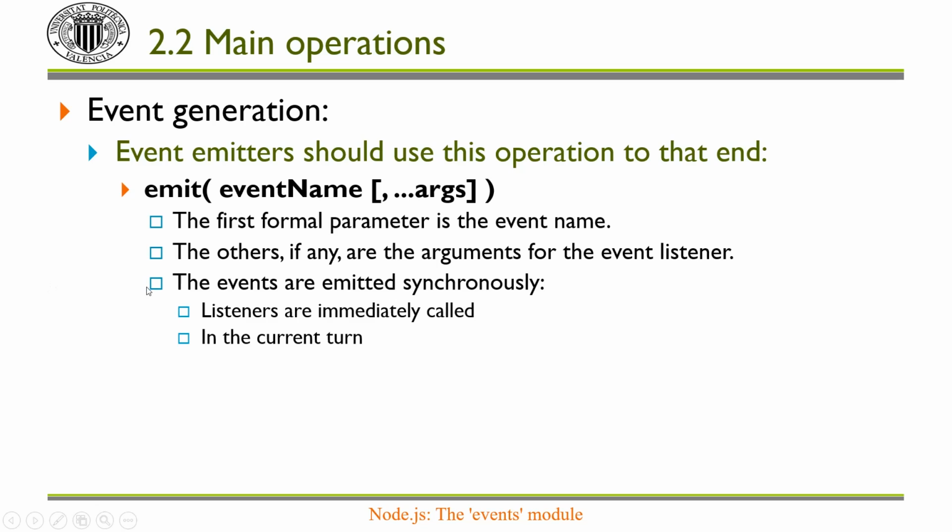Those events are emitted in a synchronous way. This means that when we call emit, all those registered listeners will be also called. And emit only returns control when all those associated listeners have been executed and their execution has been completed. So the listeners are immediately called and they are executed in the current turn. And indeed, they are executed before the emit operation returns control to the caller.